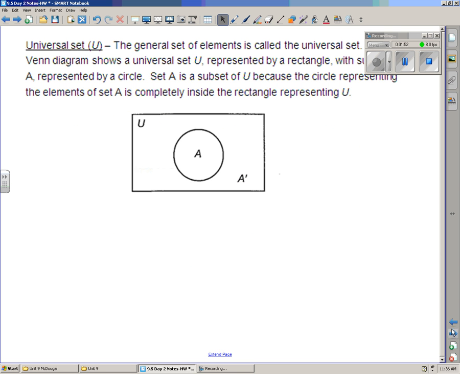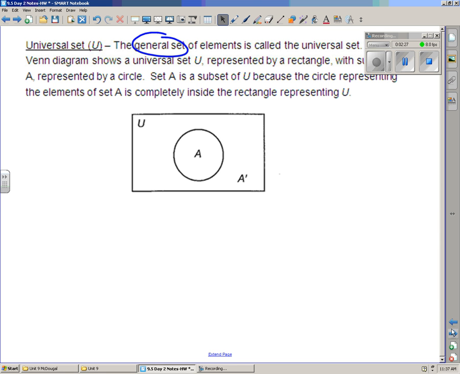There we go. Okay, so the universal set. So that's a U, not to be confused with union from the other day. Right, so the universal set is the general set of elements. So whatever is a part of this particular set is going to be considered the universal set. The Venn diagram that we're showing you here shows the universal set U, represented by a rectangle, with subset A represented by the circle. Set A is a subset of the universal set because the circle representing the elements of set A is completely inside the rectangle representing U.